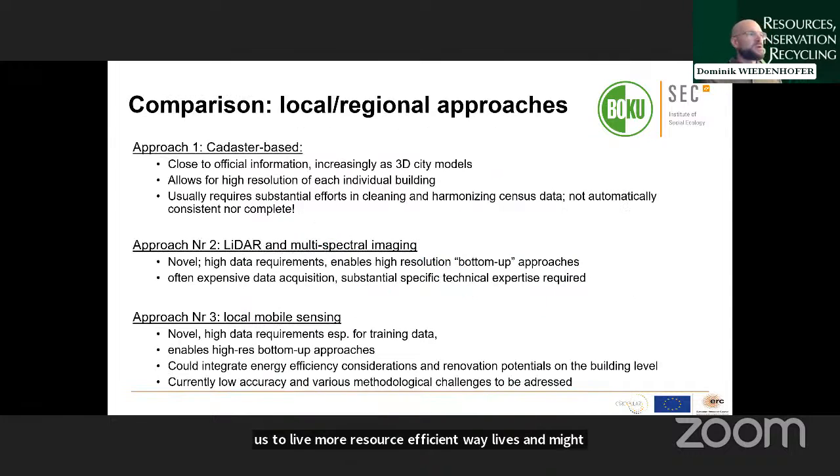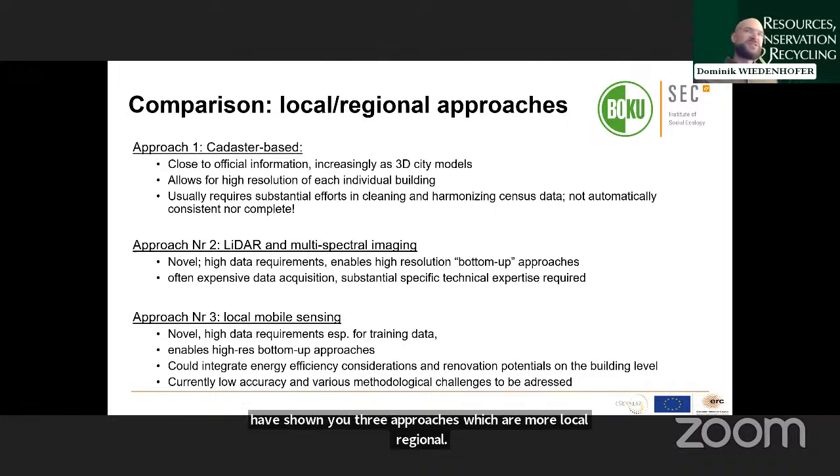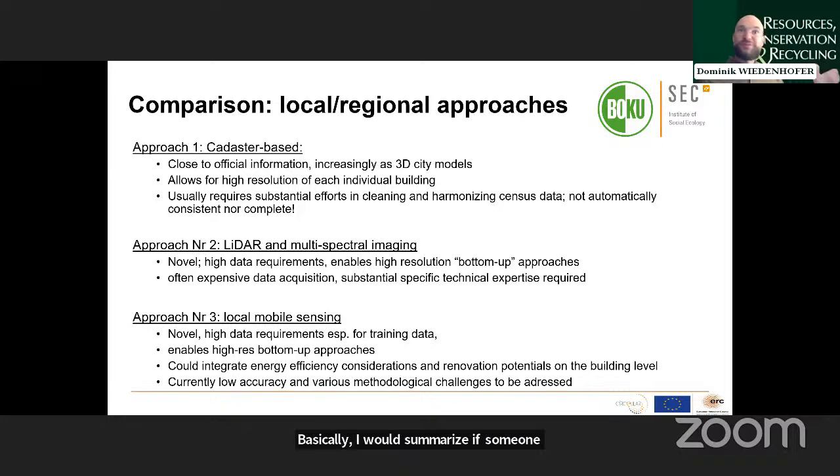To sum up, I have shown you 3 approaches which are more local and regional. Basically, I would summarize, if someone works, for example, with a municipality, these kinds of approaches make a lot of sense because they are very close to what's on the ground. They are very close to official information. More and more cities actually have 3D city models that they are making available, which still require a lot of work to be useful and robust. But if you're locally interested, if you have local stakeholders, these are really great approaches.